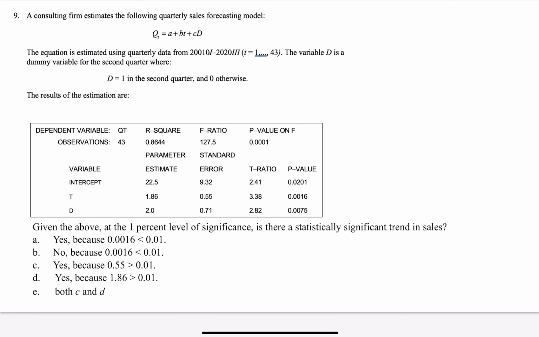Question 9 gives us all of our information. And we know that this is the equation that we're substituting in. QT equals A plus BT plus CD. So pulling our numbers from our regression, we're going to have 22.51 plus 1.86T plus 2D.